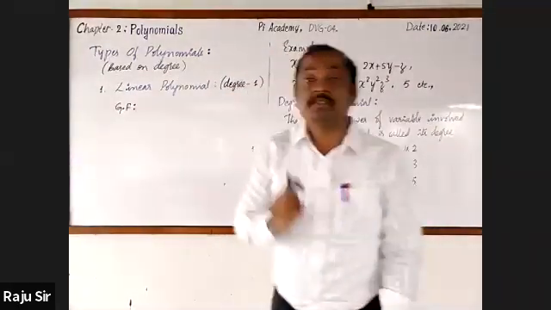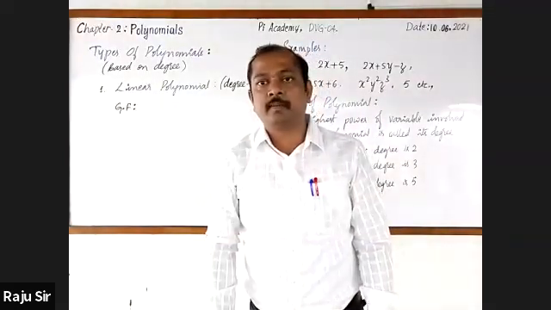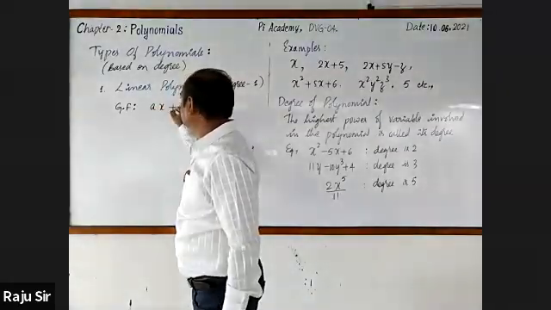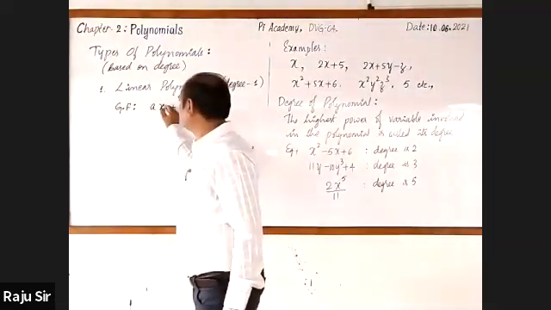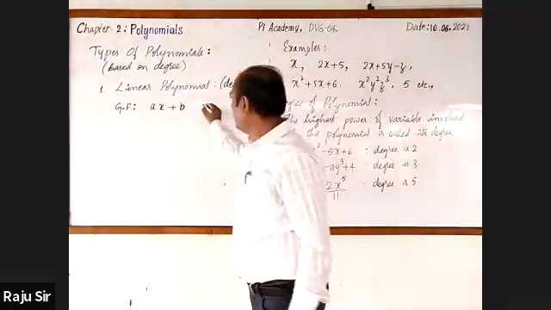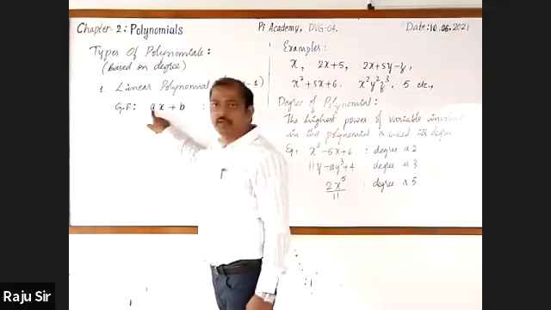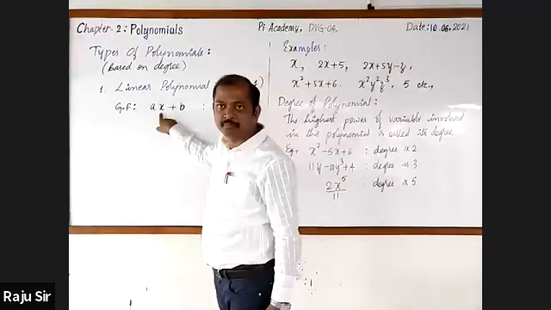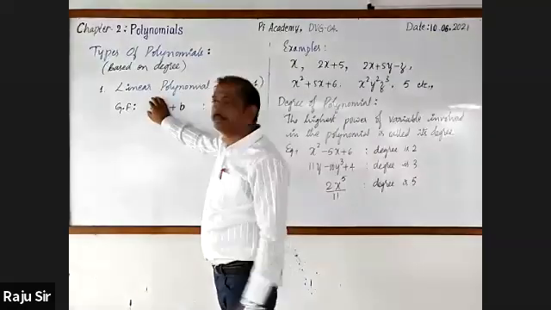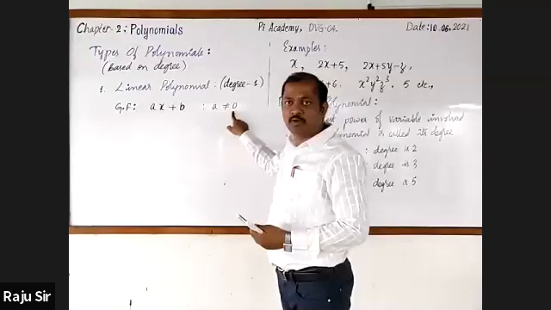Do you know its general form? What is the general form of linear polynomial? In general, we will write ax plus b. I've taken only one variable involved, that is x. ax plus b, where a is not equal to 0. Here a and b are to be considered as constants. x is variable. If a becomes 0, it will be constant. That is why a should not be equal to 0.